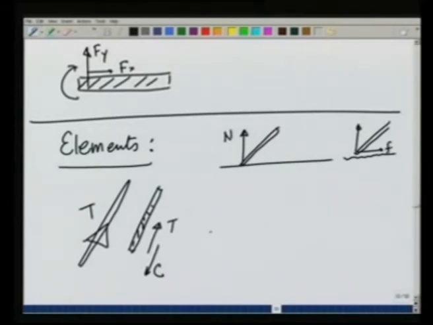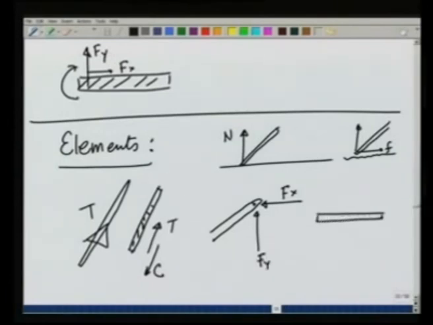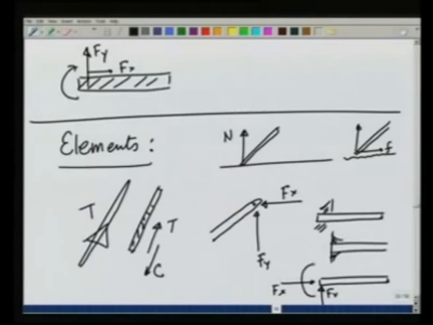Then we looked at pin or hinge joints, and this can create a force in the x direction as well as in the y direction. And finally, we looked at built-in, welded or glued support systems and saw that these are capable of generating a vertical and a horizontal force as well as a couple moment.